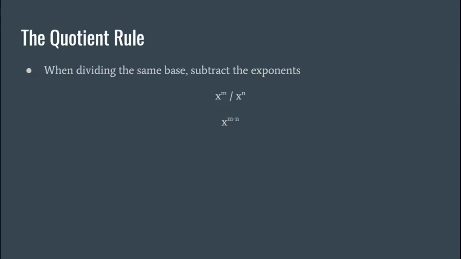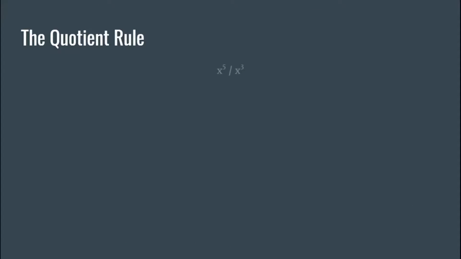Okay, so let's see how this applies. One way we could do this is by expanding. Here's one problem, x to the fifth divided by x to the third. On the top of our fraction, you would have 5 x's, and on the bottom of the fraction, you have 3. So that would look something like this. Three of these x's on the bottom cancel out 3 of the x's on top, and you're left with 2 x's on the top, x times x.